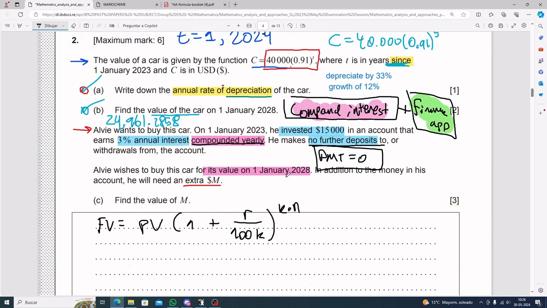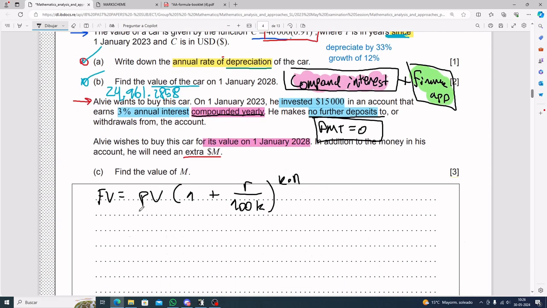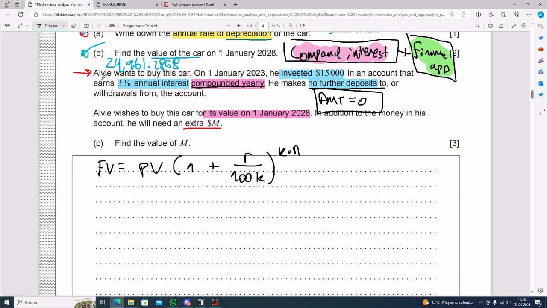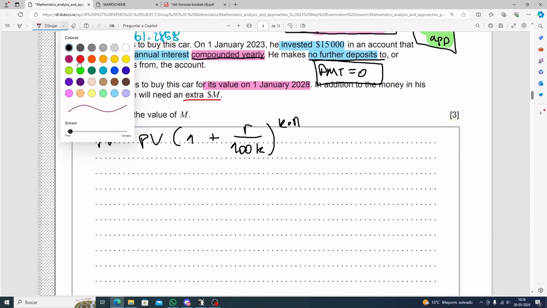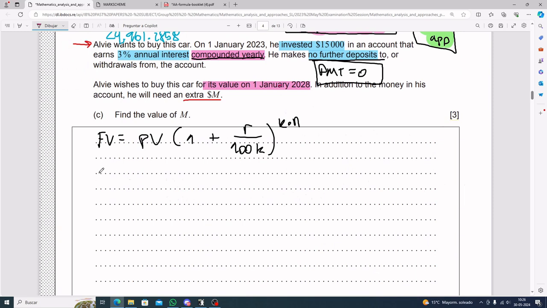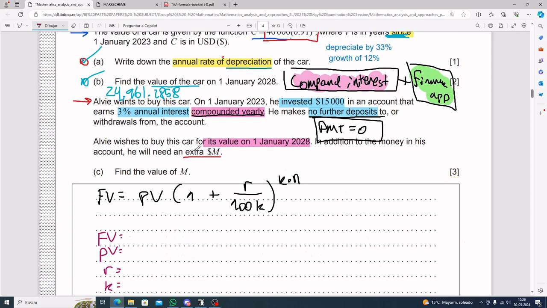The cool thing about these compound interest problems, especially if PMT equals 0, is that they give you almost all of these. What do I mean by this? The approach is always the same. You have FV, you have PV, you have R, you have K, you have N, right? Go ahead and define each of these one by one so you can plug into your calculator more easily. Let's go piece by piece.